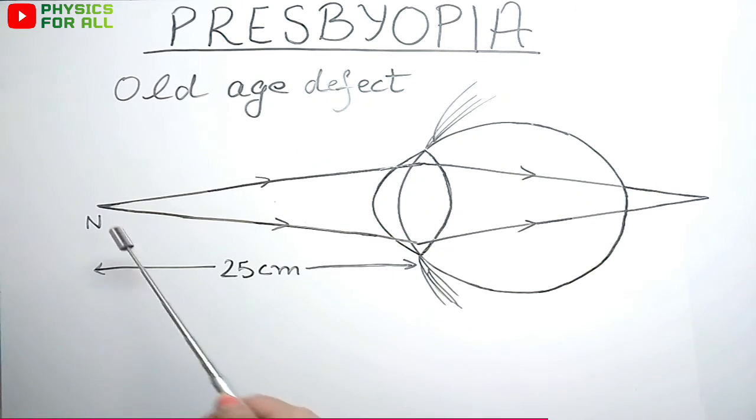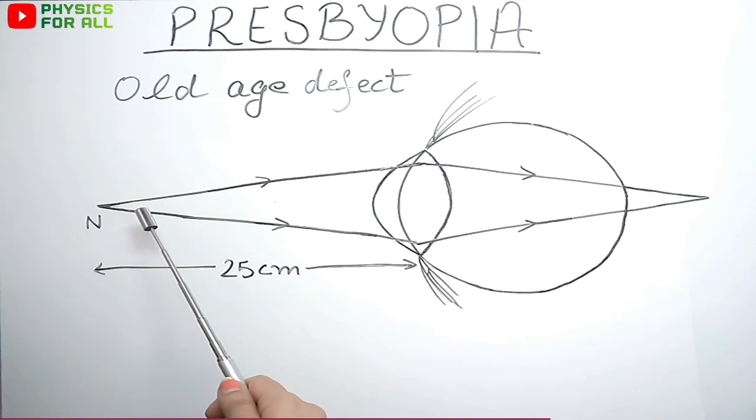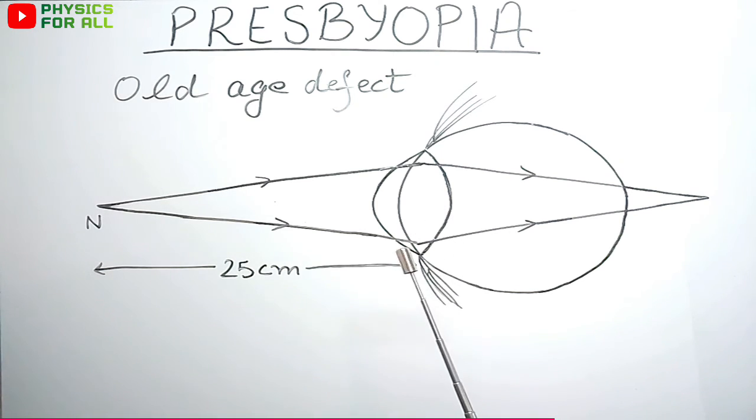So if they are holding a nearby object, then it's very difficult to contract the lens. So this function gets weak as people age. That is the reason a person is not able to focus the rays at much shorter distances, and that's why the image gets formed behind the retina.